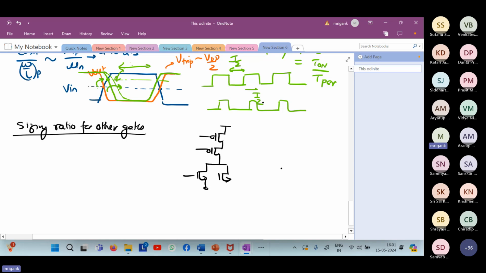How do we do it? Remember that we have to make R on of P approximately equal to R on of N. That's the target. So now, how do we make R on of N equal to R on of P approximately in this circuit, in the NOR gate? A, B.